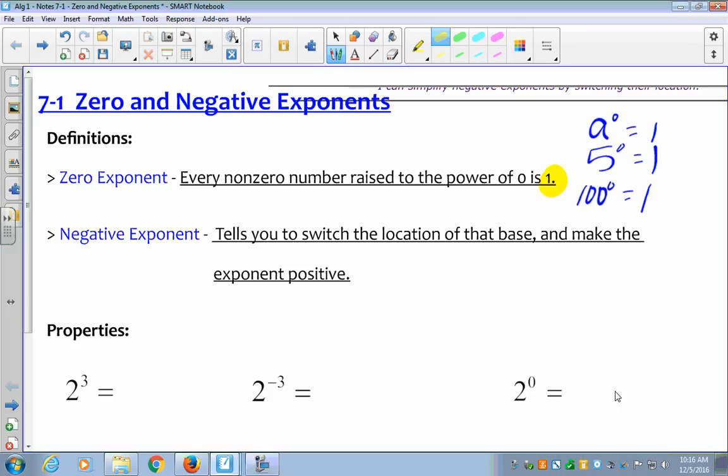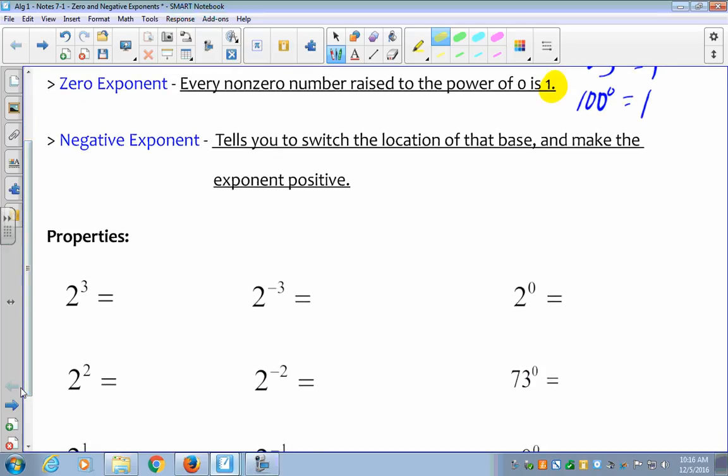Okay, for 7-1, if you have any number and you raise it to the 0 power, it's always going to be 1. And a negative exponent tells you to switch the location of the base and make the exponent positive. So let's see how these properties come into play.